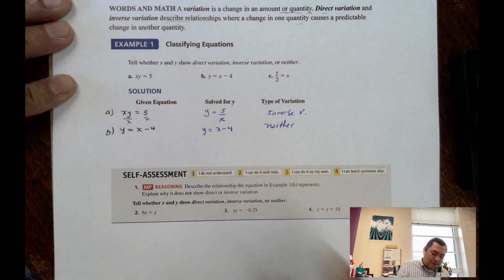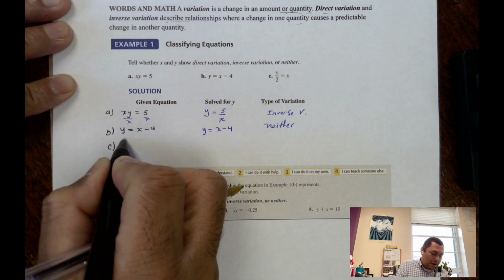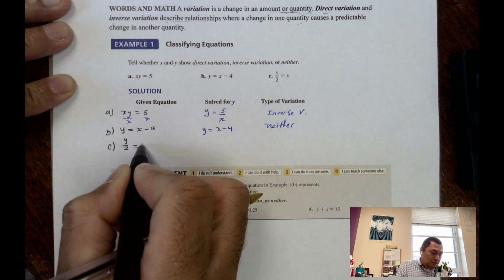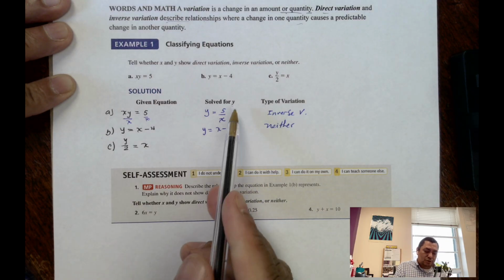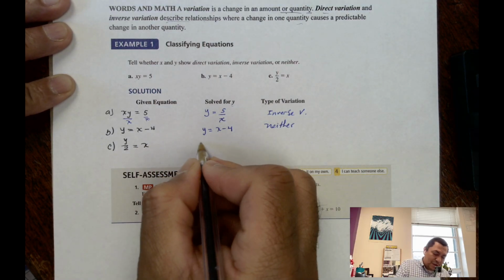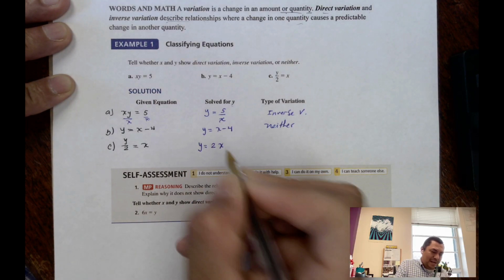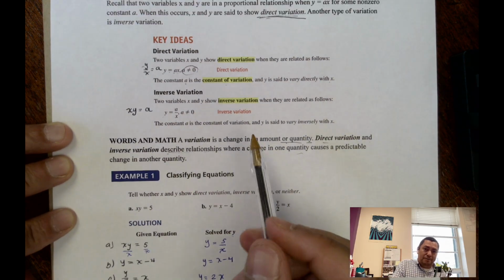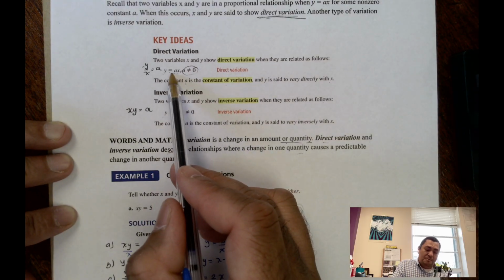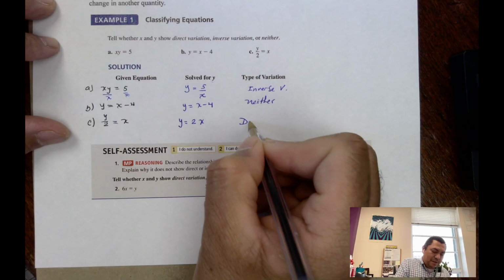So let's do the last one. In this case, it's going to be c. So I have y over 2 is equal to x. Solve for y. I'm going to multiply both sides by 2. So I have y equals 2 times x. What kind of variation is this? Direct variation.